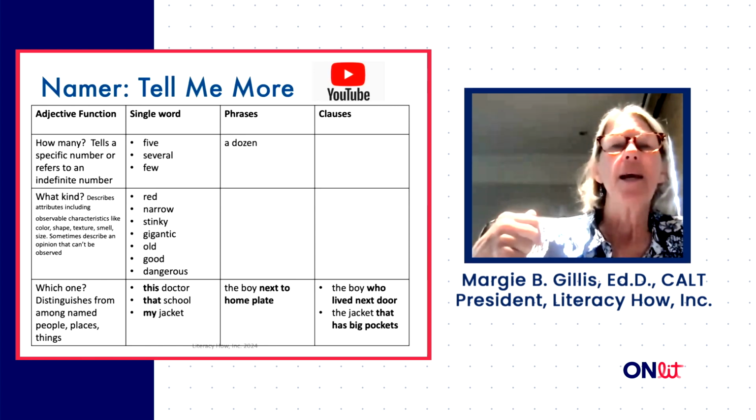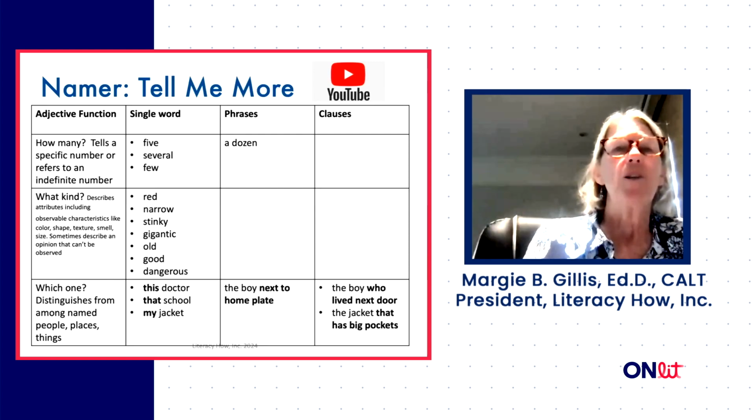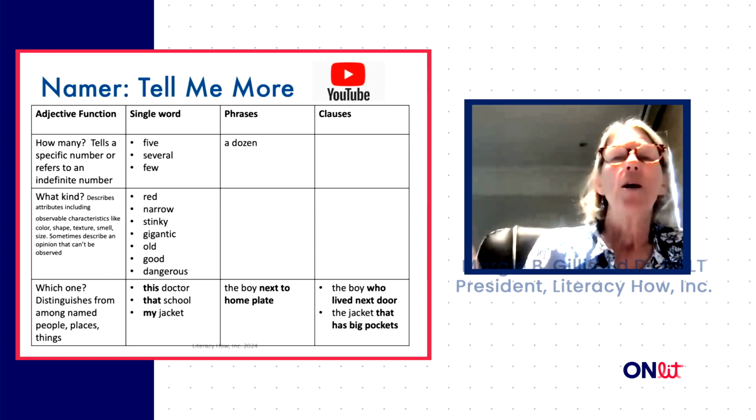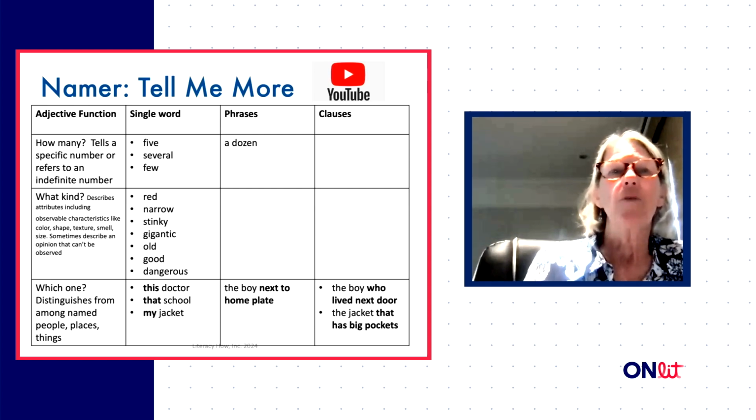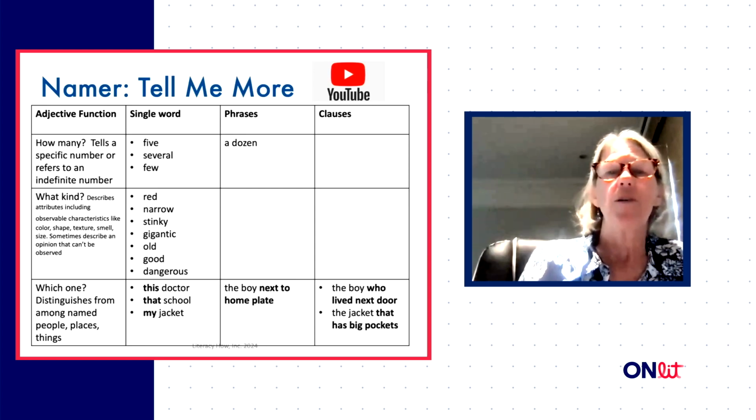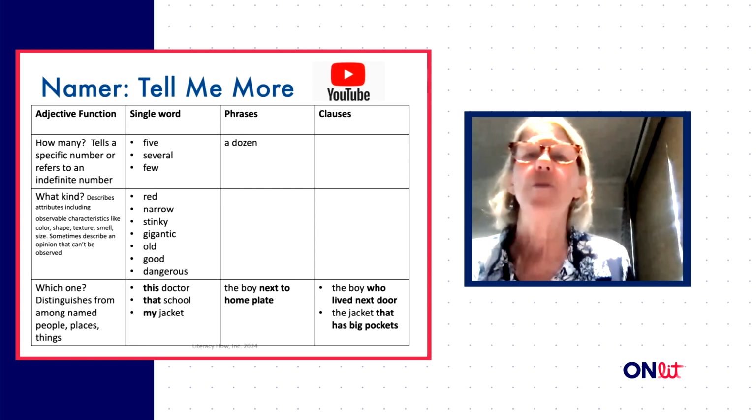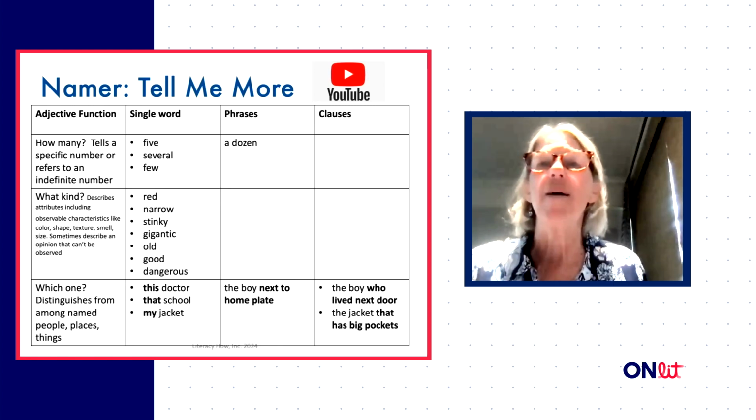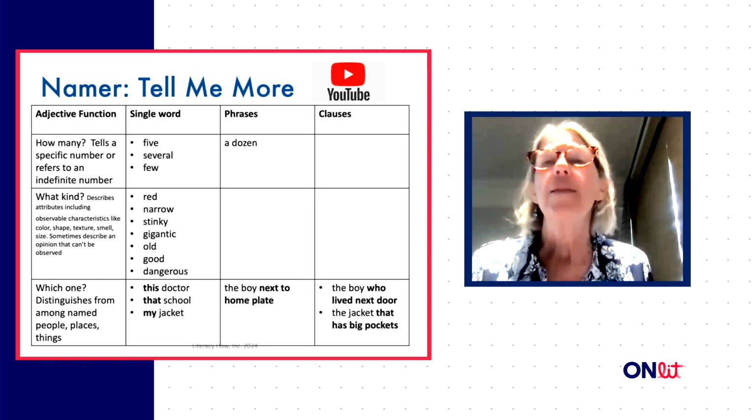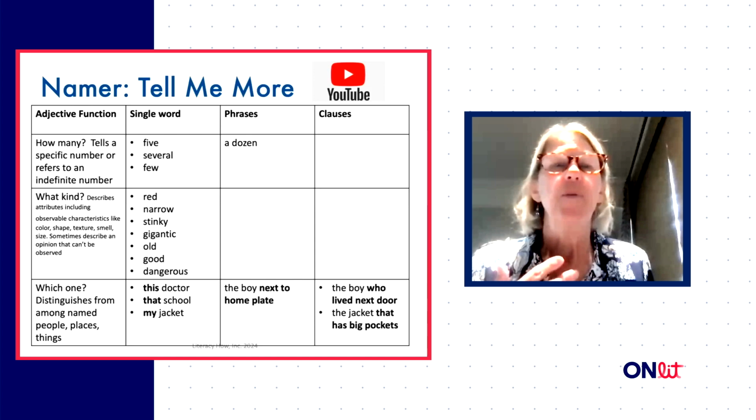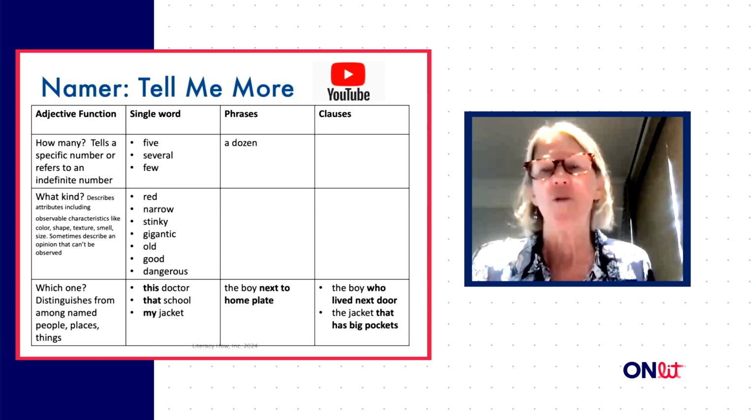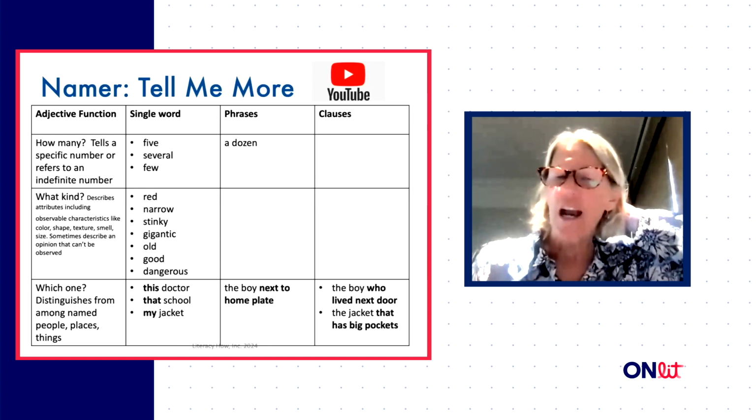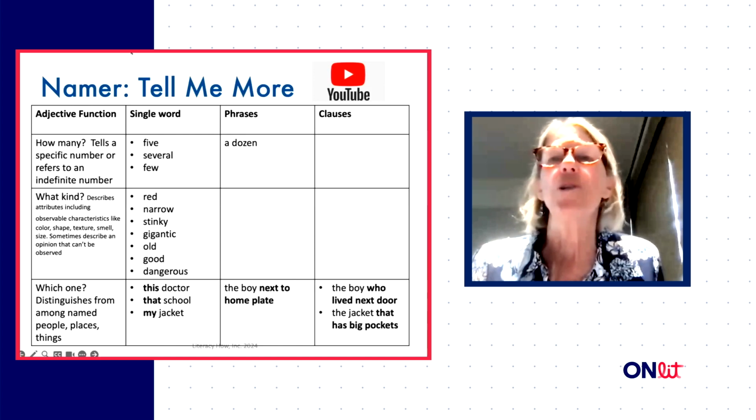And you can see in this table that you can answer those questions with a single word or a phrase or a clause. So it can be an adjective, an adjectival phrase, or an adjectival clause. Again, that's not necessarily important for the kids to know that terminology, but it's important for you to know that we want kids to use those phrases to describe which one, which boy. It was the boy next to the home plate, the boy who lived next door, the jacket that has big pockets, because those words are descriptive.